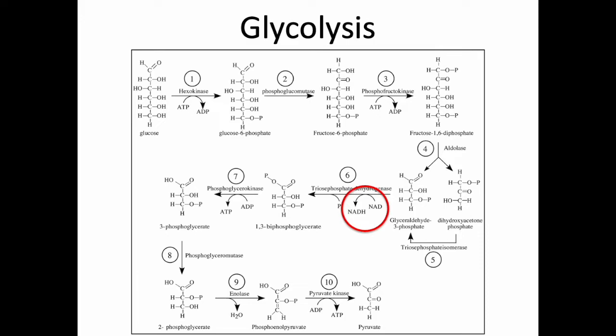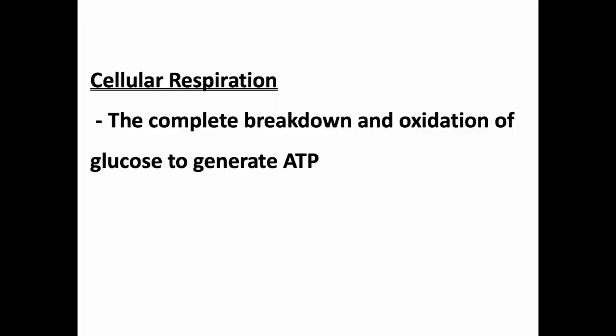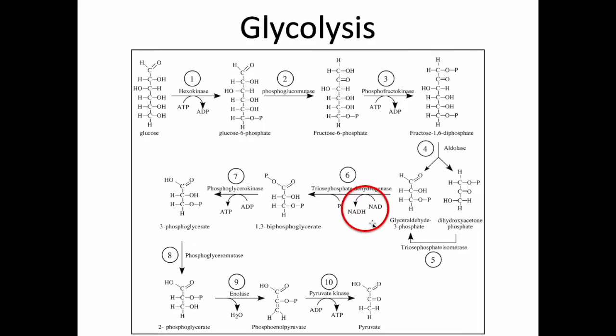Electron carriers. Remember, our big overview of cellular respiration, we are not just breaking down glucose, we are also oxidizing glucose. So that means we're removing valuable high energy electrons from glucose as we break it down. And yeah, that's what we see here.